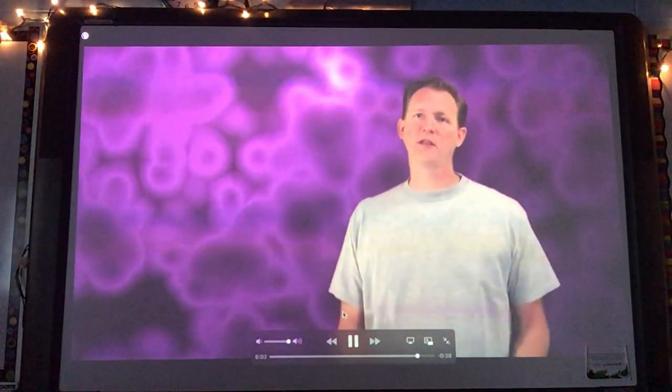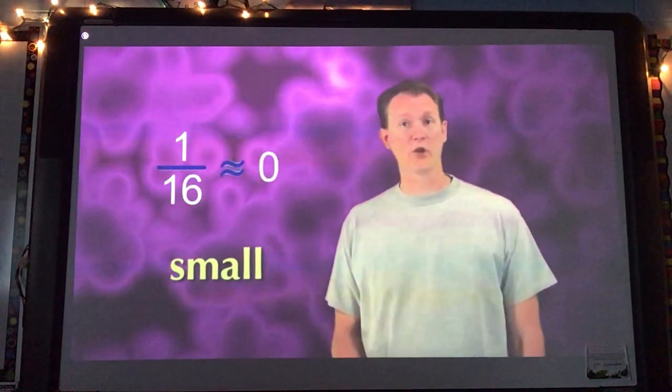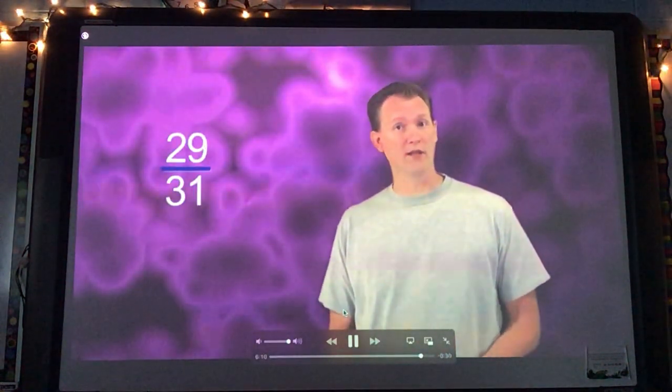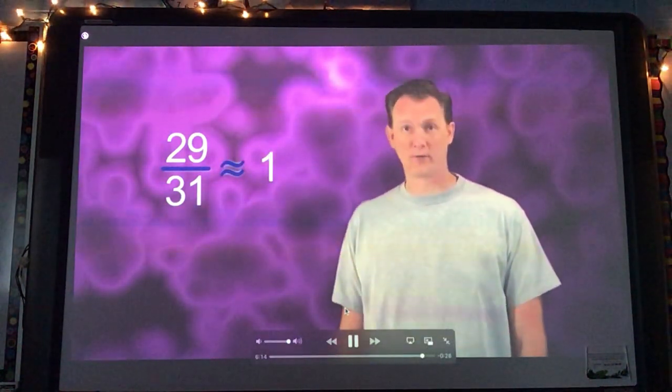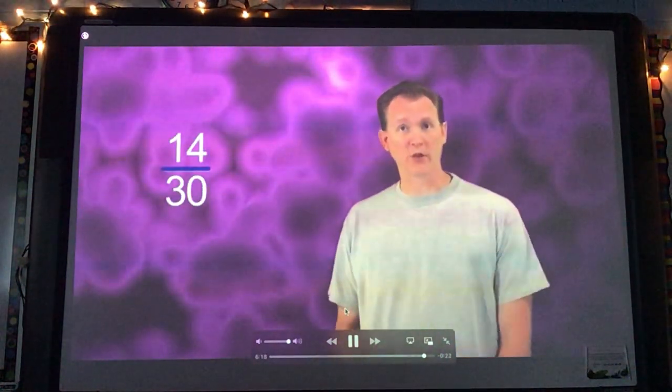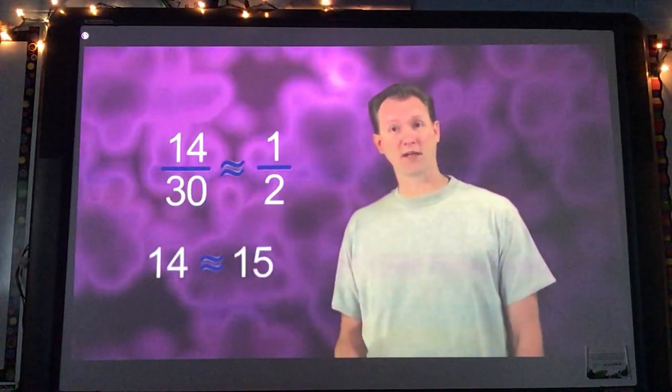For example, you can estimate that 1 over 16 is going to be pretty small, close to 0 on the number line. And you can estimate that 29 over 31 is going to be almost 1 because there's not much difference between the top and bottom numbers. And if you have the fraction 14 over 30, you can estimate that it'll be about 1/2, since 14 is close to 15, and 15 is half of 30. All right, that wraps up this section.